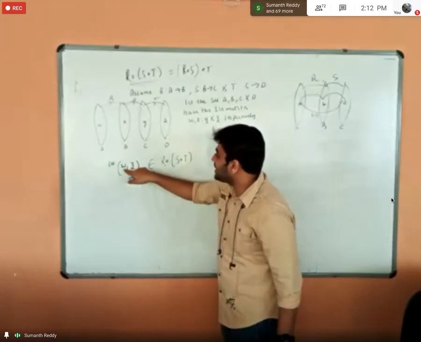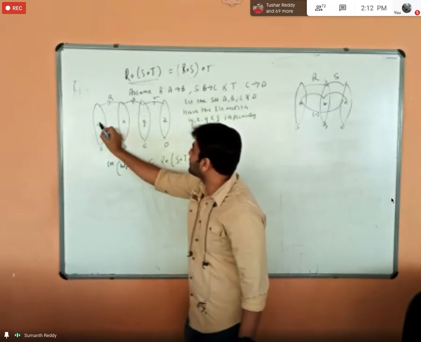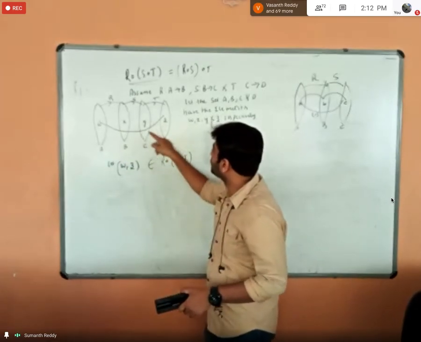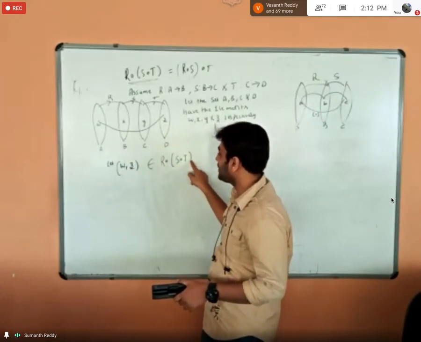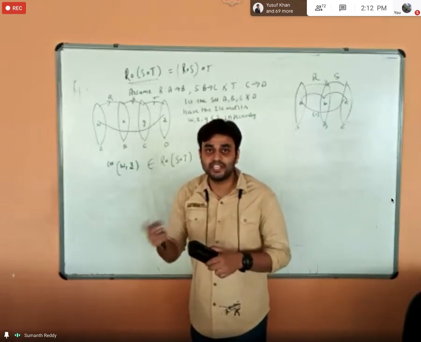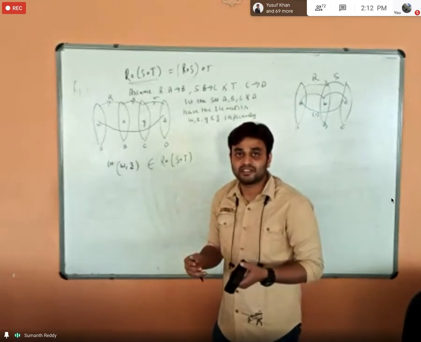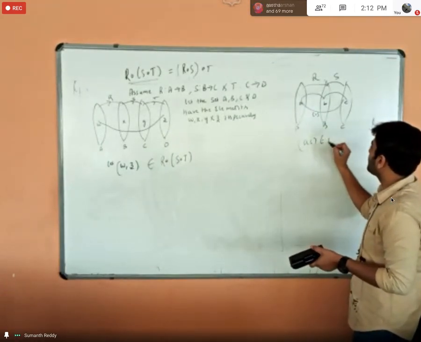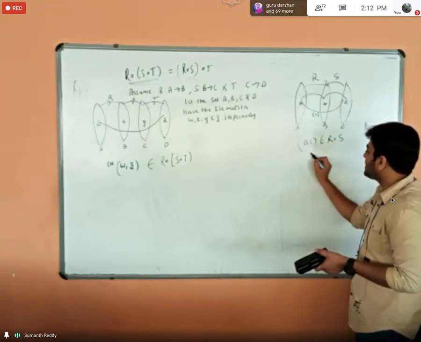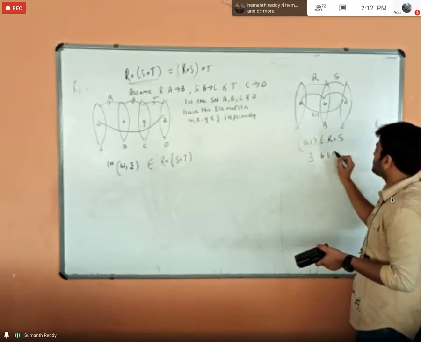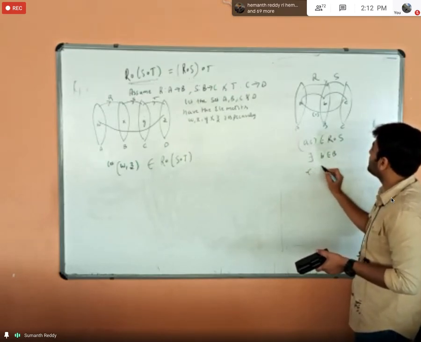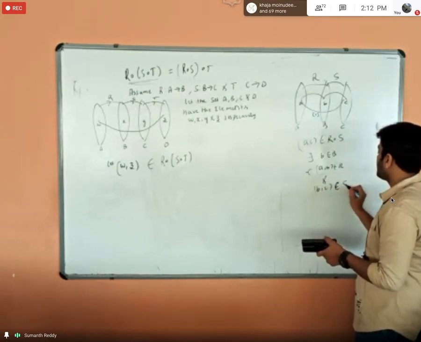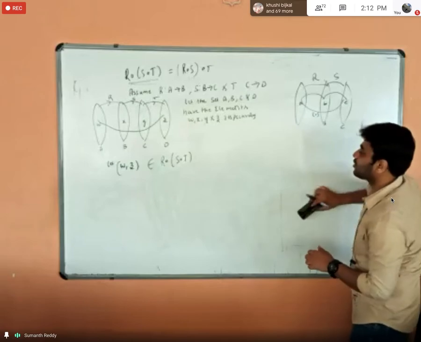So based on this, see here I have W comma Z. If I have W comma Z belonging to the relation R composition of S composition of T, obviously there exists one more element in between these sets such that I can split the relation, right? So that is what I have done here. If A comma C belongs to the composition relation R composition of S, then there exists one more element B that belongs to the set B such that A comma B belongs to R and B comma C belongs to S.